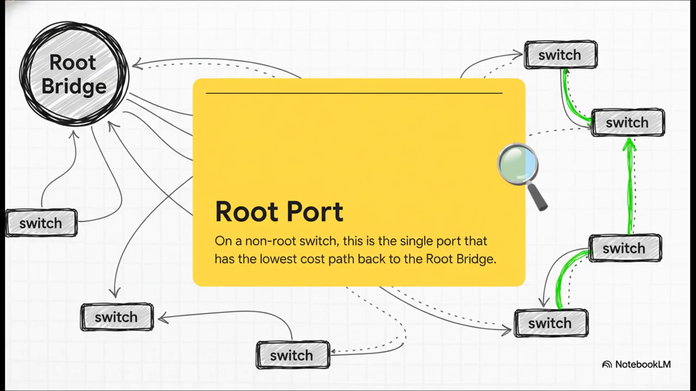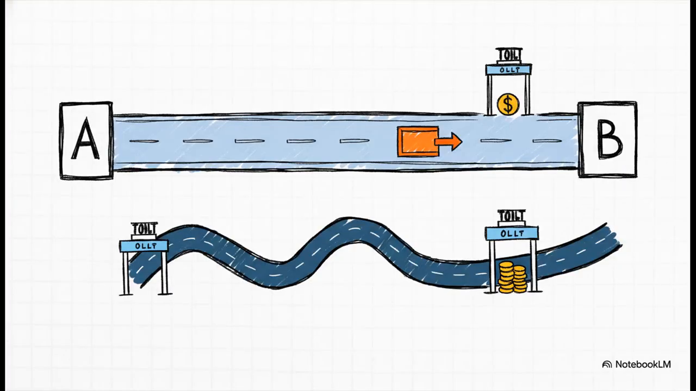Okay, so we have a leader. The root bridge is chosen. Now, every other switch has to turn on its internal GPS. Its job is to calculate the absolute best, fastest, most direct route to get to that root bridge. The physical port on the switch that connects to that best path, that's called the root port, and every non-root switch gets exactly one. But what does best even mean here?